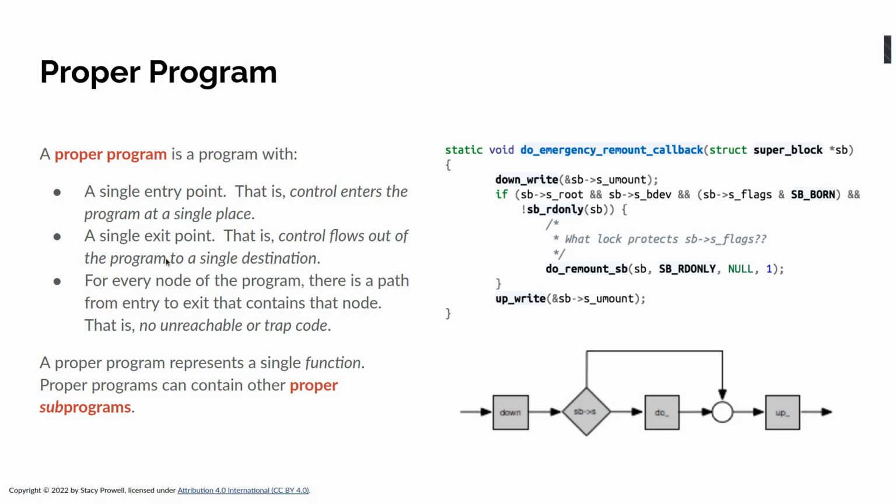So single entry, single exit. And for every node in the program, there's a path from entry to exit that contains that node. In other words, there's no unreachable or trap code. I don't have a little block sitting off by itself over here that's unreachable, or I get to it and I can't get out of it. So a proper program, like this guy right here, which is the flow for this guy right above it, has a single entry, has a single exit, and has a path through everything in it. There we go, just straight through.